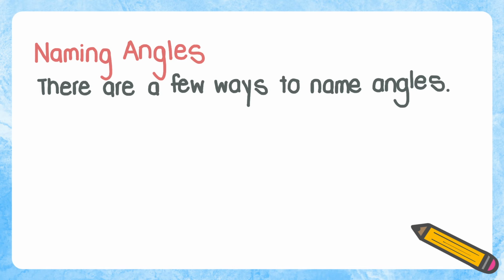First, let's take a look at how to name angles. There are a few ways to name angles, so let's take a look. So here we have an angle, and let's take a look at how we can name the angle in different ways. One simple way to name this angle is angle B, since the angle mark is at the point B.